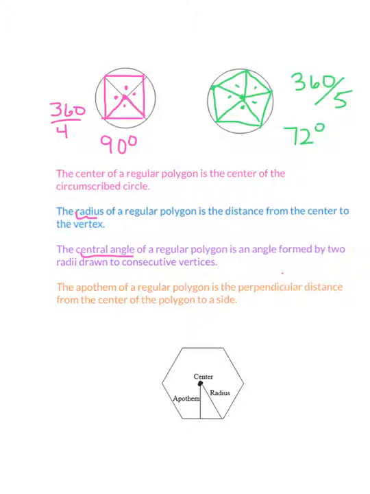Now the last vocabulary word we're going to talk about is the apothem. That's probably a new one that you haven't heard before. The apothem of a regular polygon is the perpendicular distance from the center of the polygon to a side. So for instance, in my diagram down here, it's perpendicular from the center to the side. And the biggest thing to remember is that the apothem and the radius are not the same. We just said that the apothem goes from the center and is perpendicular to a side, and the radius goes from the center to the vertex of the regular polygon.